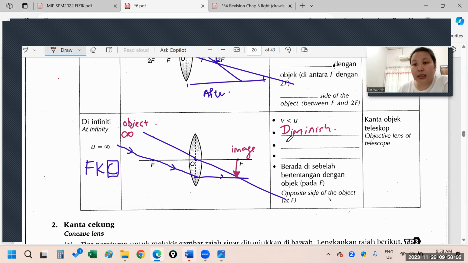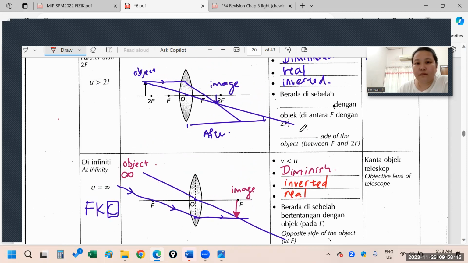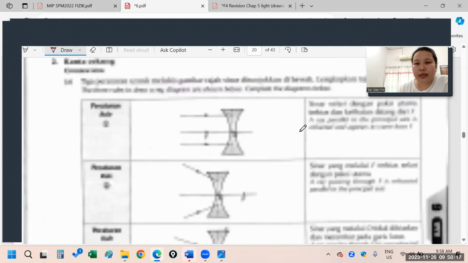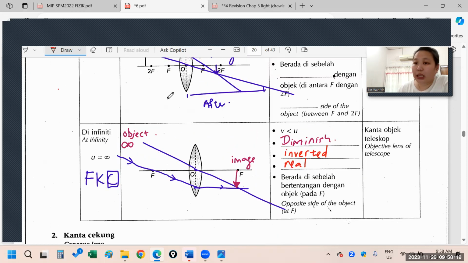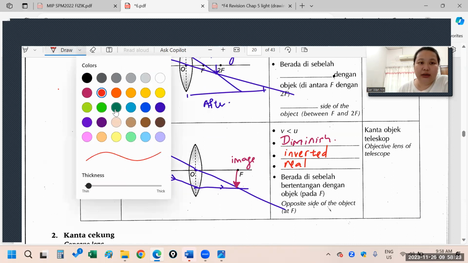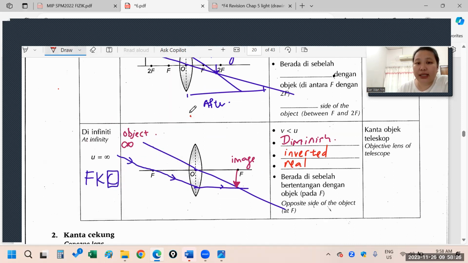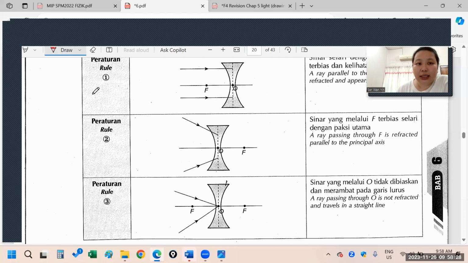Then object inverted. This is object real. Okay, so this is convex lens. Then how about concave lens? The same thing. KF, FKC.